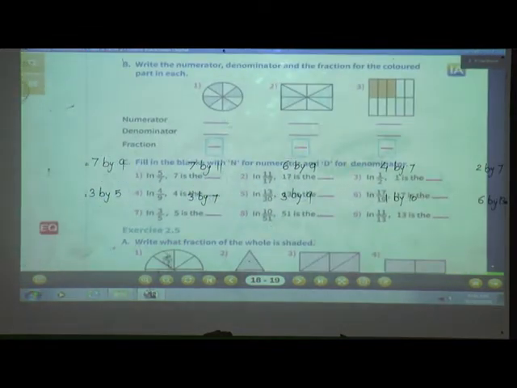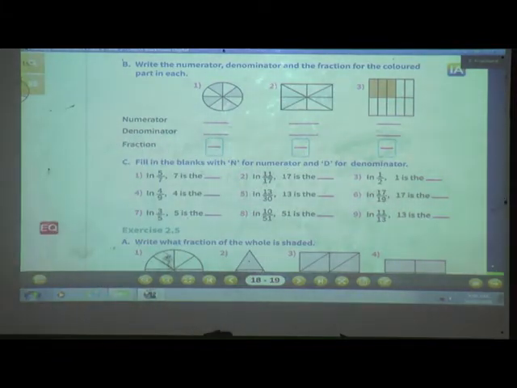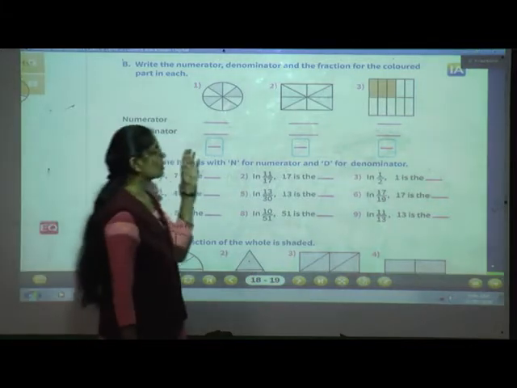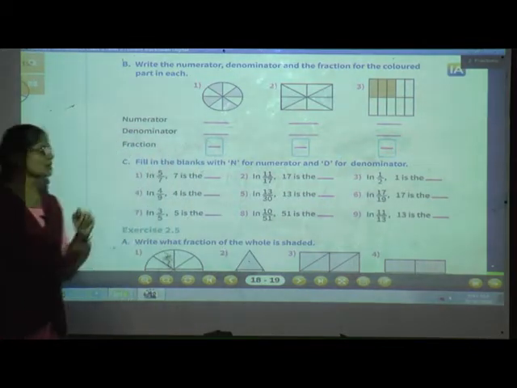What is the question? Read the question from the textbook. Write the numerator, denominator and the fraction for the colored part in each. Now in each example we have to write what is the numerator, what is the denominator, and then we have to write the fraction also.